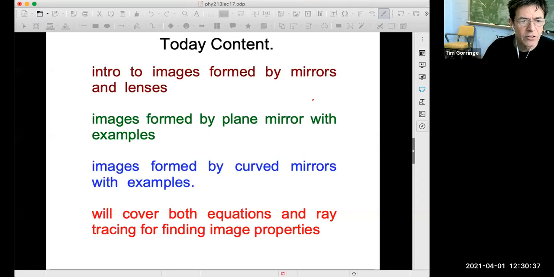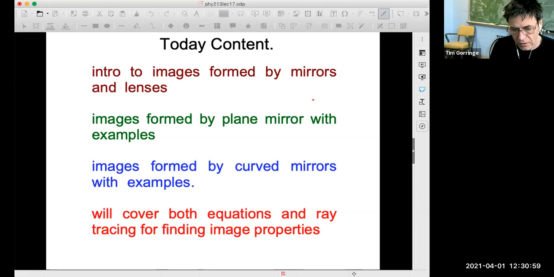Okay, I'll get started with today's class. Last class, we introduced the phenomena of reflection, refraction, propagation of light and electromagnetic waves.